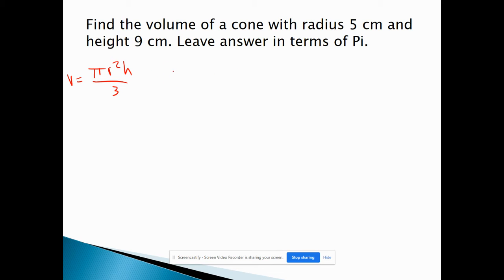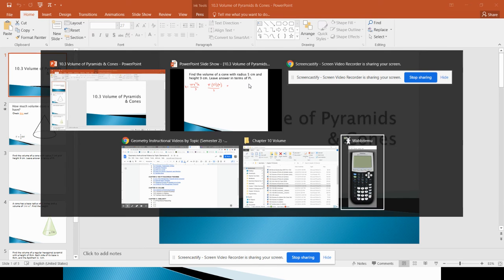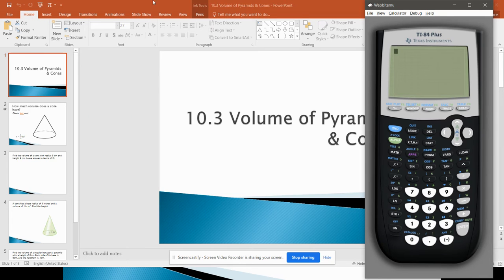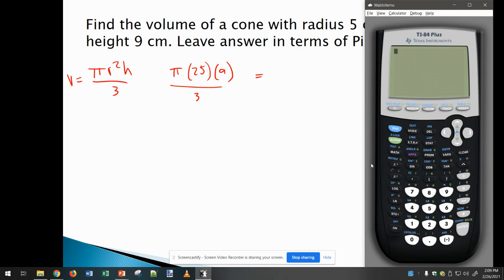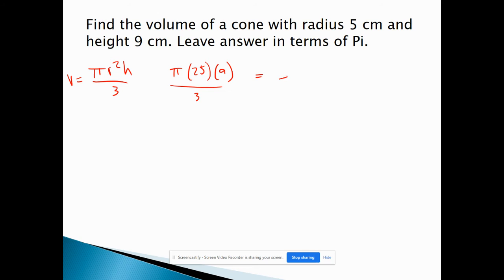So, volume of a cone with radius 5, so we can say that's 25, height is 9, divided by 3. Leave answer in terms of pi. Well, that means just take out, where's my beast mode? Uh-oh, I lost my problem here. Let me go back. Beast mode, there we go. So I'll just do 25 times 9, and then divide that by 3. So I get 75 pi. 75 pi would be in terms of pi. That's what that part means.